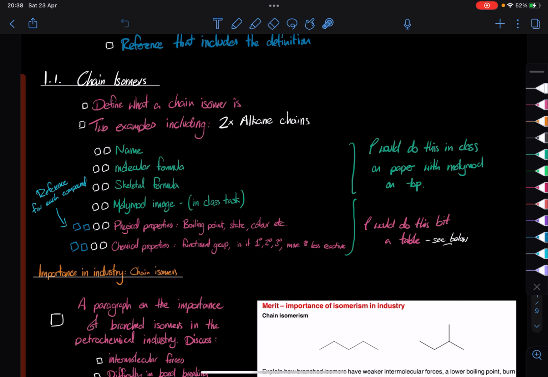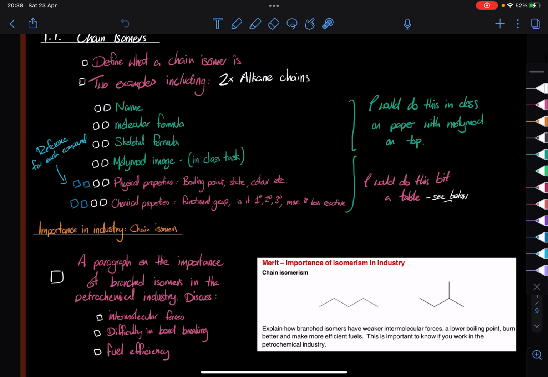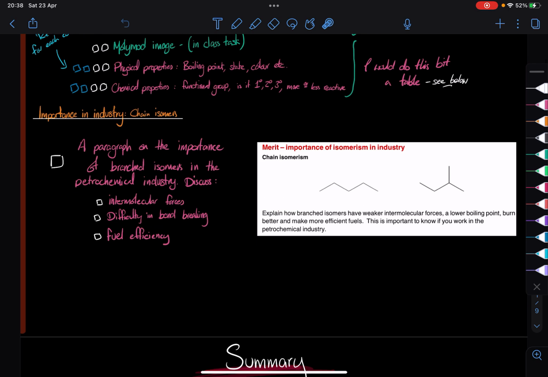And then below that, you can then list its chemical and physical properties. And I would just do this in a table. Then below that, you're going to be doing the importance of industry in chain isomers. Why are chain isomers important in industry? How does it matter? What are the differences? And I'm going to relate this one to the petrochemical industry because it's easy to talk about. What are the intermolecular forces between branched and unbranched? What's the difficulty in bond breaking between branched and unbranched? And then talk about fuel efficiency, which is the better fuel.